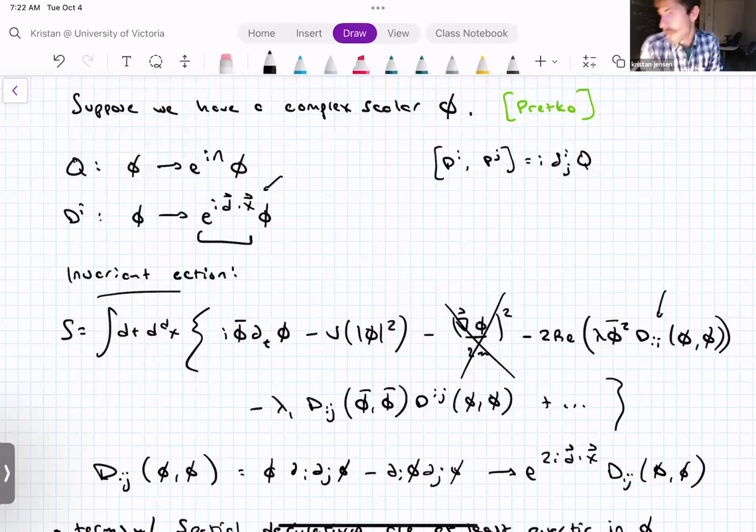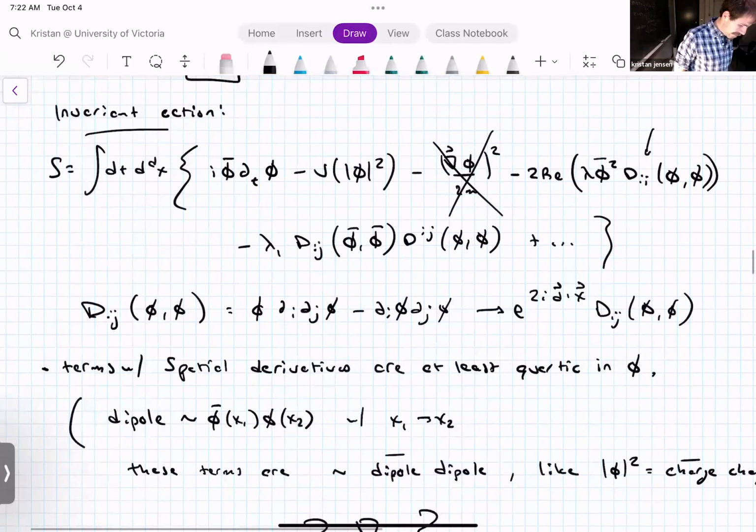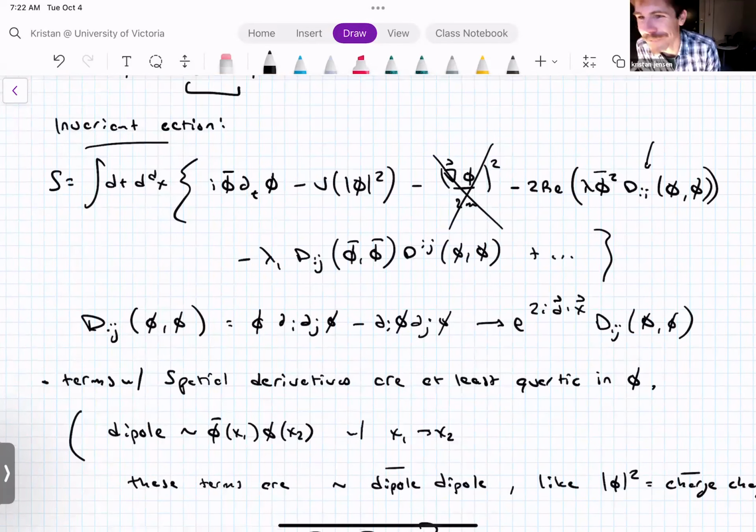But this is enough to highlight an important lesson, which is that there's not going to be a free field model that has this dipole symmetry, other than a very singular one where there are no spatial derivatives at all.